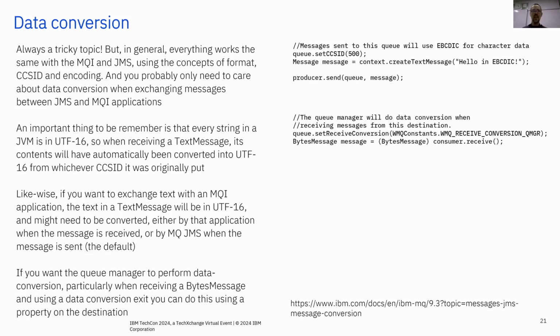And then if you're doing data conversion, it's a similar sort of story. You can build up a bytes message with your bytes in the format that's being expected by a specific MQI application, and that can either do its own conversion, or if you've got a data conversion exit that has been plugged in to your queue manager, then you can take advantage of that as well. And again, nitty-gritty details on the link on the bottom right-hand side there. So, it can be a bit tricky, but it absolutely can be made to work. You just have to have a good read of the documentation and not forget that the JVM is always implicitly in Unicode.